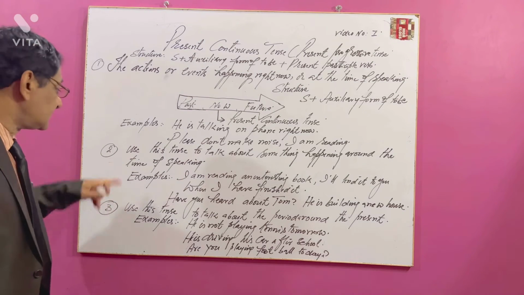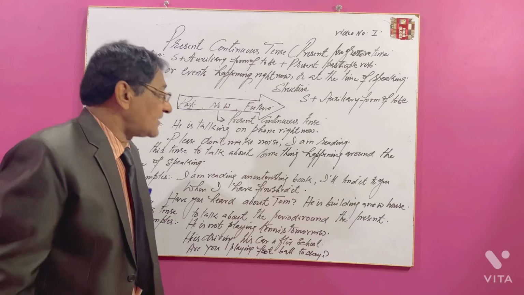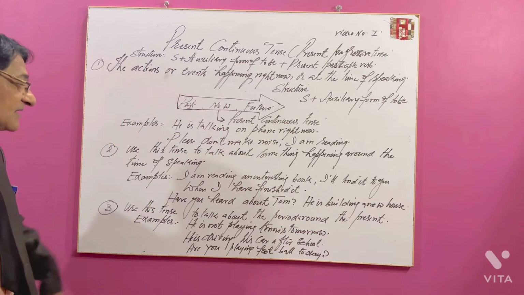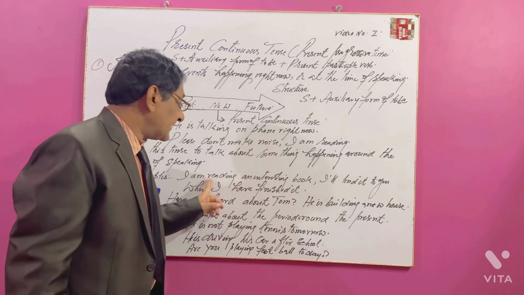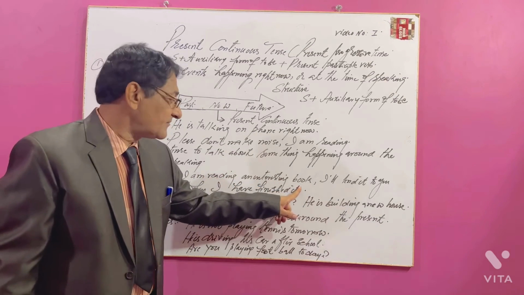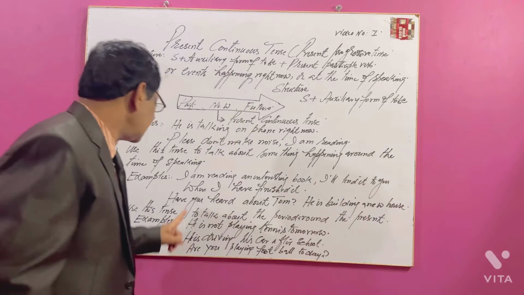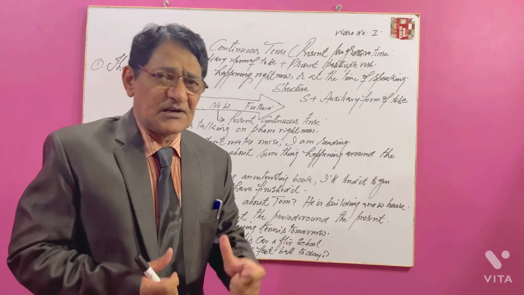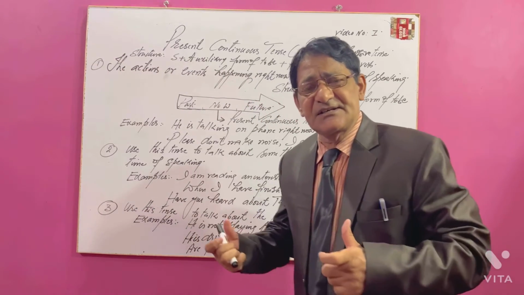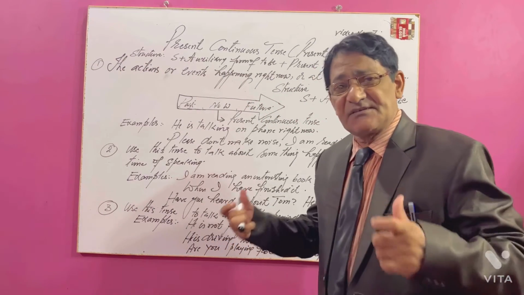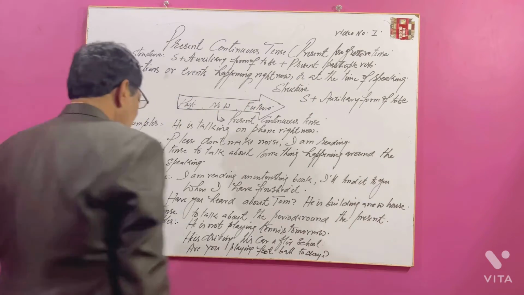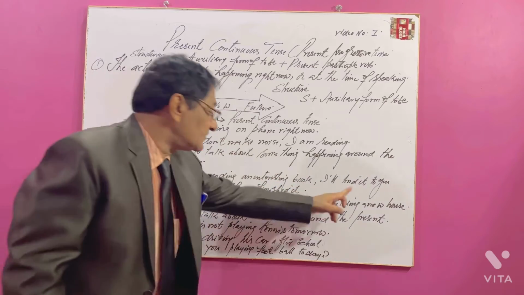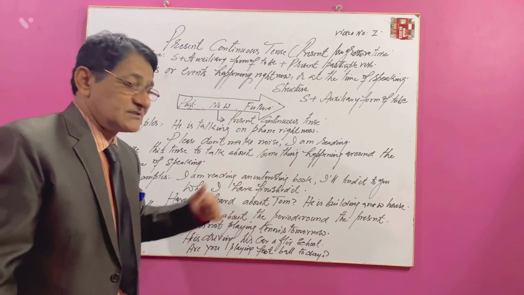Second use of the tense: we use it to talk about something happening around the time of speaking. For example, I am reading a novel, I am reading an interesting book. I will lend it to you when I have finished it. Now look at this sentence. Try to figure out what it conveys. What tense is conveyed here? I am reading an interesting book. I will lend it to you when I have finished it.